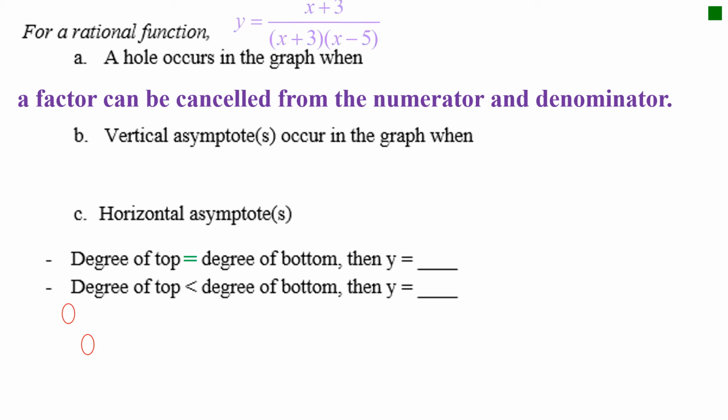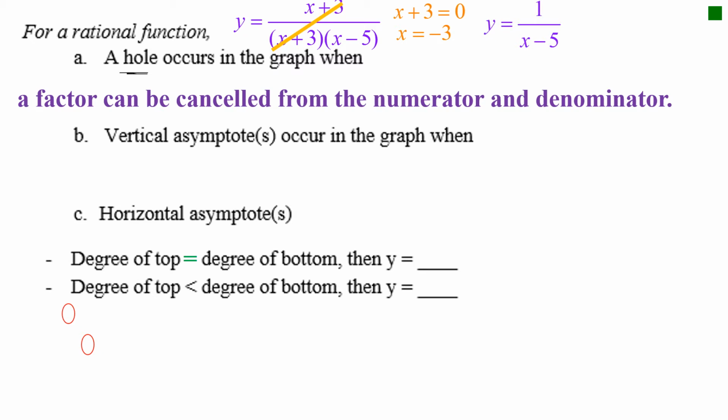For a rational function, a hole occurs when a factor can be canceled from the numerator and the denominator. If I see x plus 3 at the top and that same expression at the bottom, I can cancel it out. That is an indication that there's a hole in the graph. We take that expression, x plus 3, set it equal to 0 and solve for x. There is a hole in this graph at x equals negative 3.